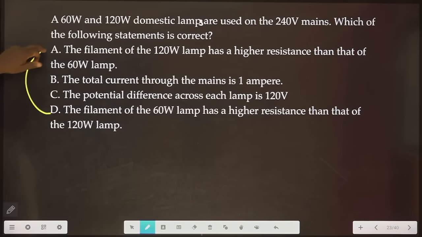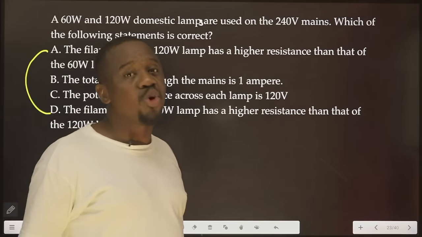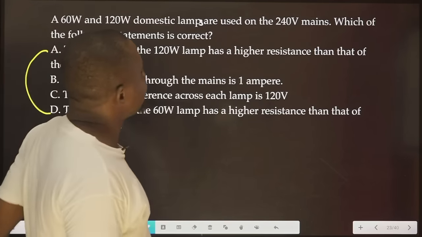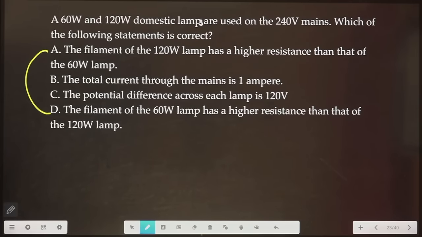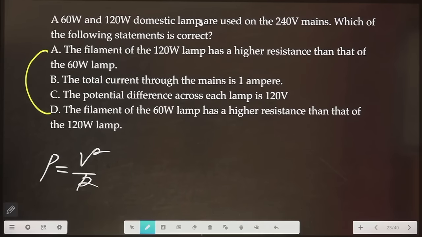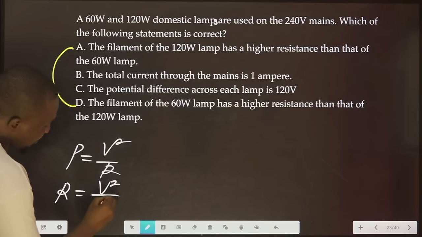For me, I will concentrate on these two because of this repetition of comparison of resistance. We have to do some calculation because figures are given to us to do the comparison. That means we need to calculate for this and this, because they are two different lamps, all with 240 volt mains. All you need to do: power dissipated is always V squared over R, okay? Now, we are given power, we are given voltage, so we need to get R. So we can just bring R here as V squared over P.